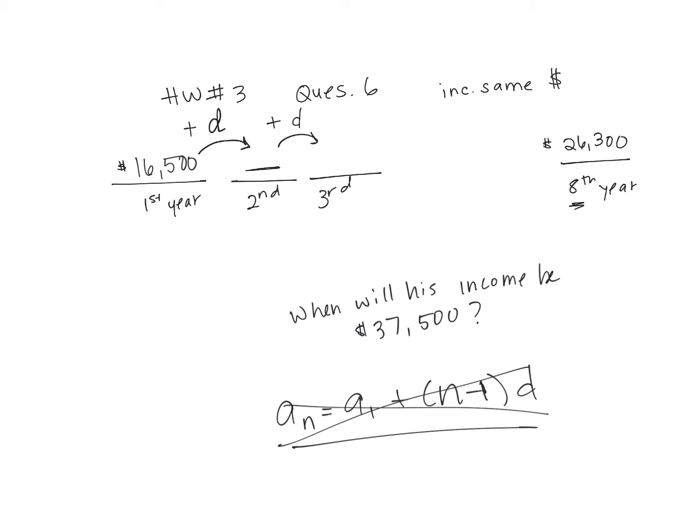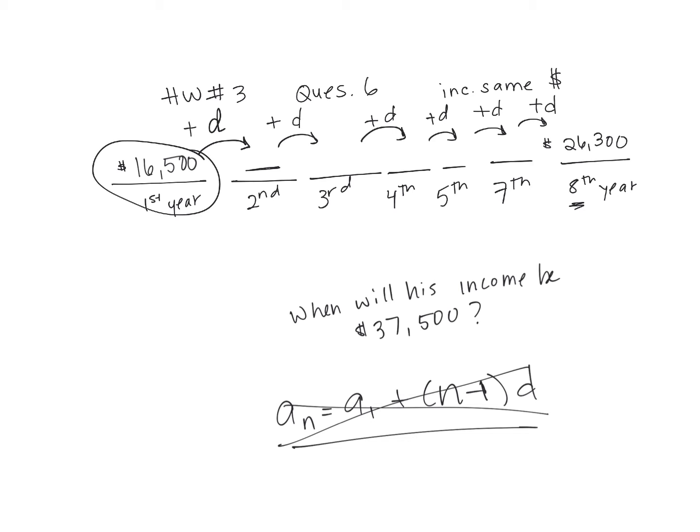Now it's really nice because we're only going up to the 8th year here, so I can actually draw. If it was going up to something higher, I might not want to draw the situation. But we know that every year, it's going to go up by some D dollar amount. And so we could think about, okay, well, we know that we started at $16,500 and we ended with $26,300. So if we take the difference between those amounts, that's what all the D's are going to have to be.